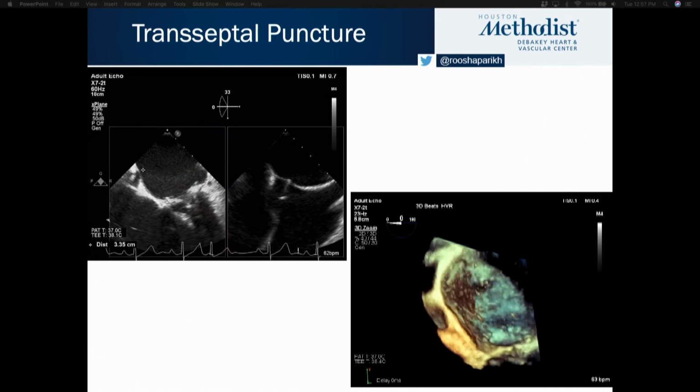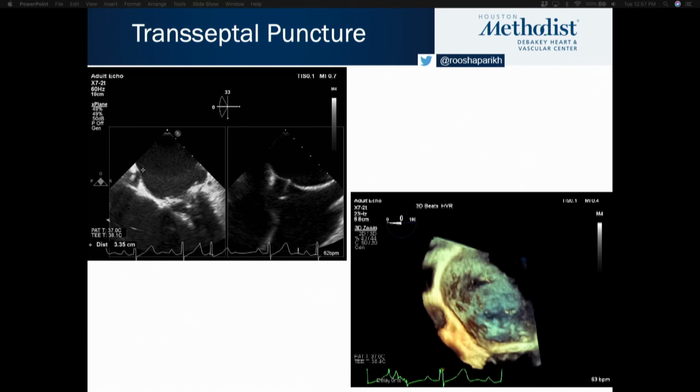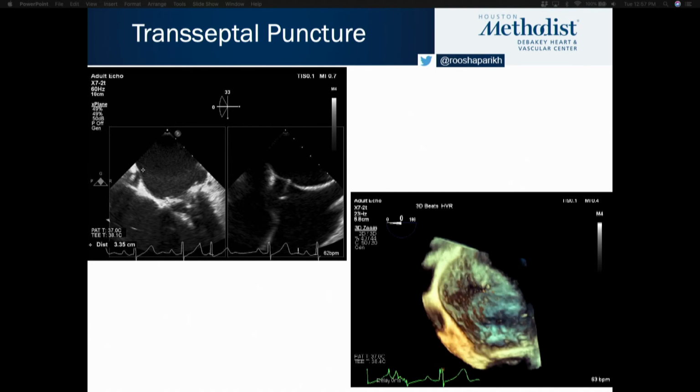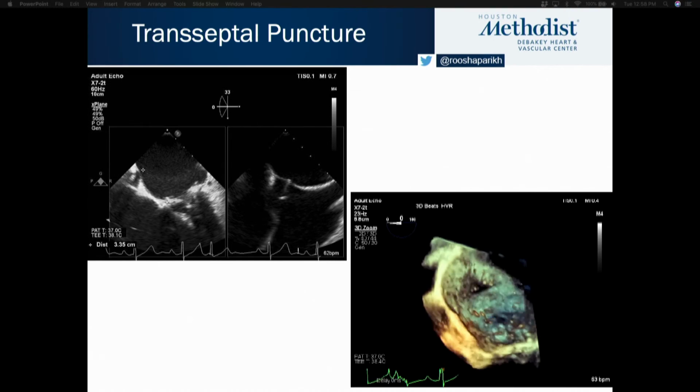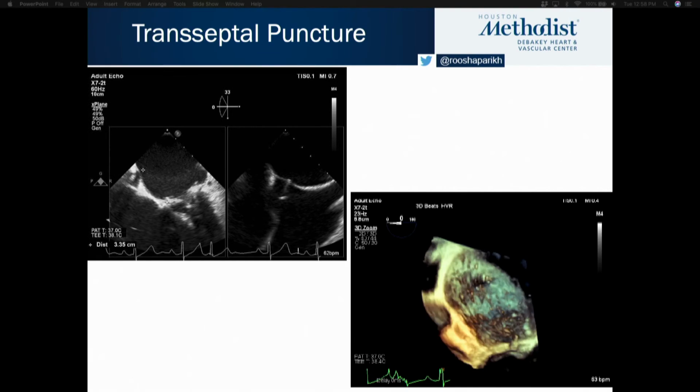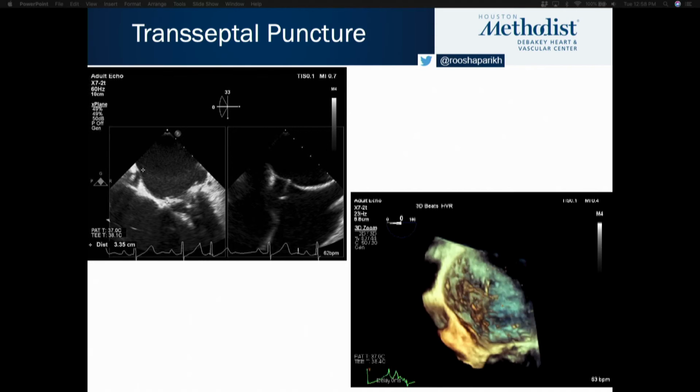Next, we move on to the procedural steps performed under the TEE guidance. The first step was the transseptal puncture, performed with the mid-esophageal 4-chamber view, typically at 0 degrees, and then explaned through the point of interest, which would give us a view similar to the bicaval. Here, the transseptal puncture was performed at 3.3 centimeters. Typically, the transseptal puncture for this procedure should be performed mid-fossa, more posteriorly, at least 3 centimeters above the annulus.